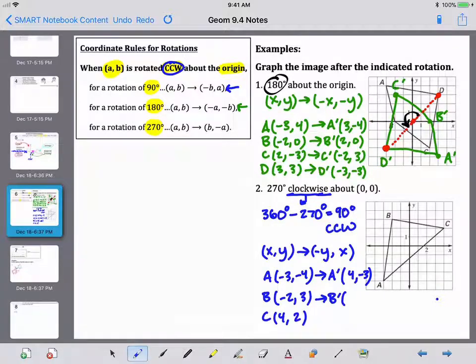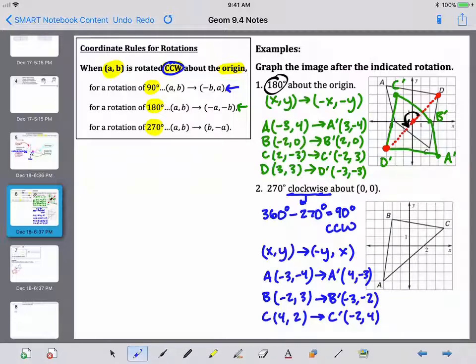Okay, let's try that again with b. To get b prime, you flip the order, so we rearrange the 3 and the negative 2, and then we make the y, in this case the 3, opposite. So it was positive, now make it negative. And then the same thing with c. If you apply this rule, c prime is going to be at negative 2, comma 4.